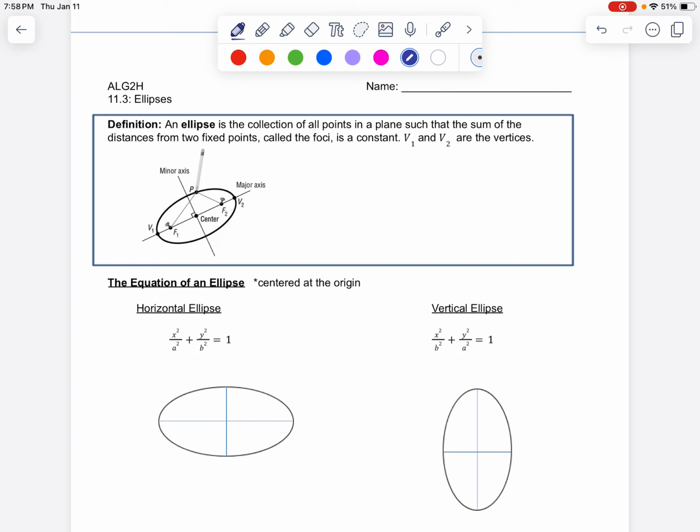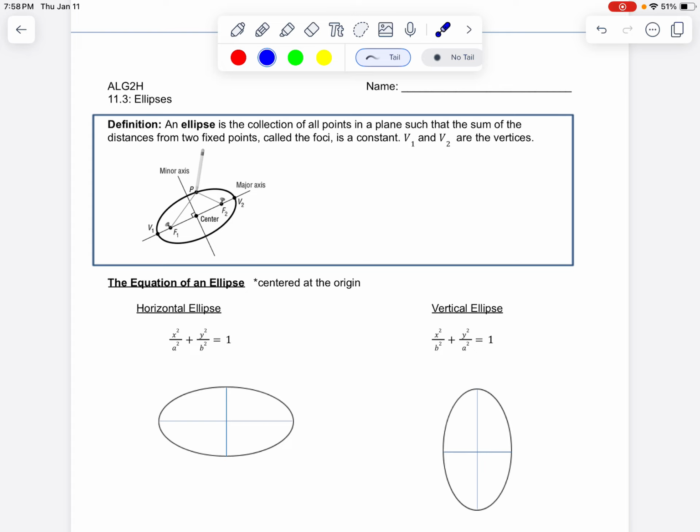So an ellipse is the collection of all points in a plane such that the sum of the distance from the two fixed points called the foci is a constant. V1 and V2, as labeled in this picture, are the vertices.